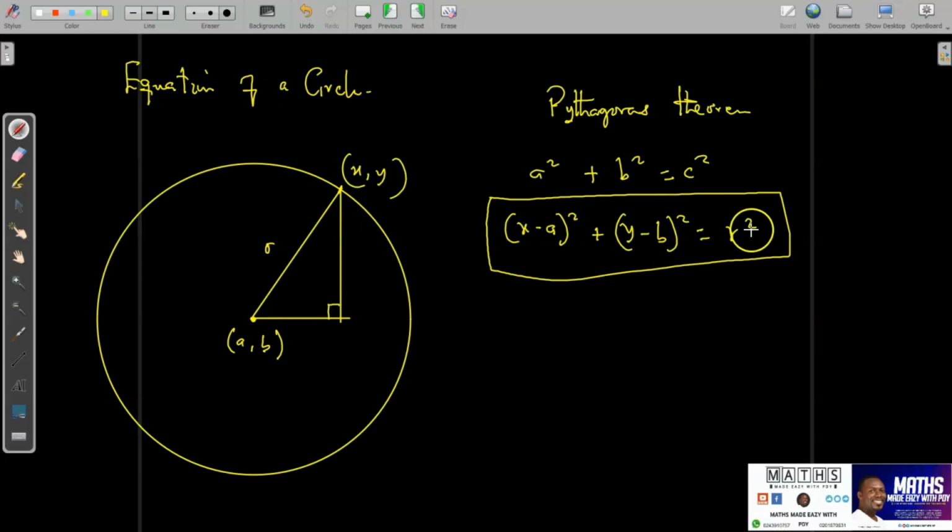So you can go further to expand this. When you expand this, you end up getting x squared minus 2ax plus a squared. When you expand that, yes, quote it for me. What are you going to obtain? Y squared, y squared, plus 2by. Will it be plus?